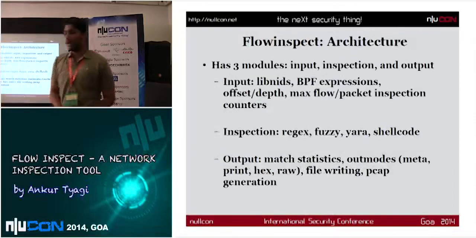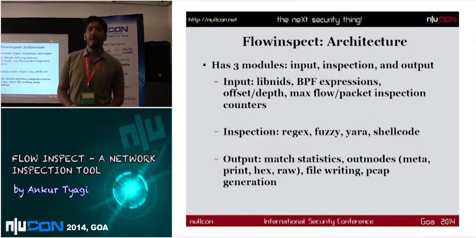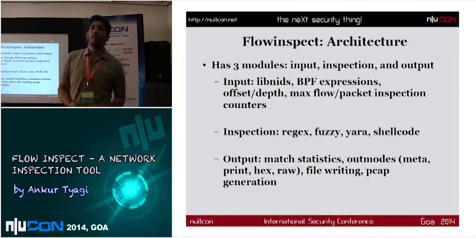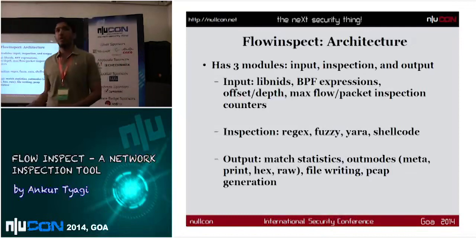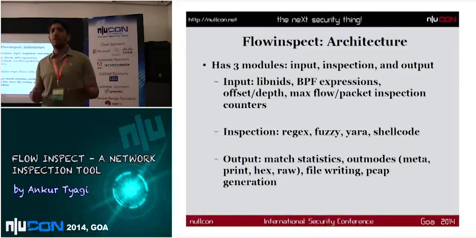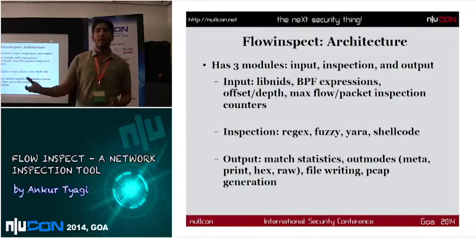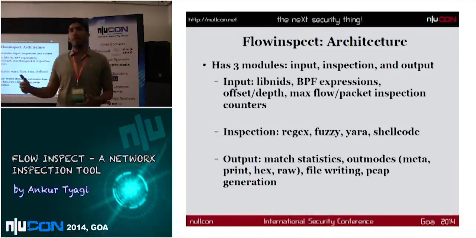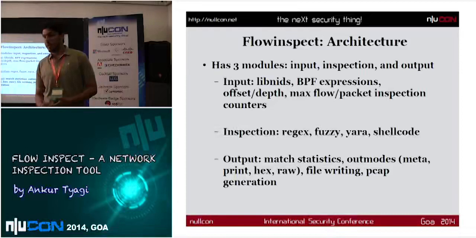Okay, let's have a look at the architecture of Flowinspect. The input module basically uses libnids. This is a library that uses the Linux kernel 2.0x TCP/IP stack implementation. It actually allows Flowinspect to extract streams out of TCP packets. So the reassembly and the defragmentation part is taken care of by libnids. Libnids has a Python wrapper, pylibnids, and I am using that to extract streams out of TCP packets here.